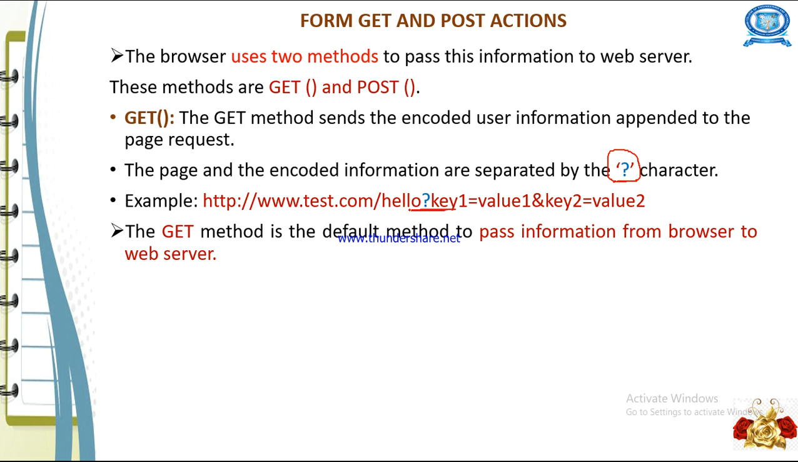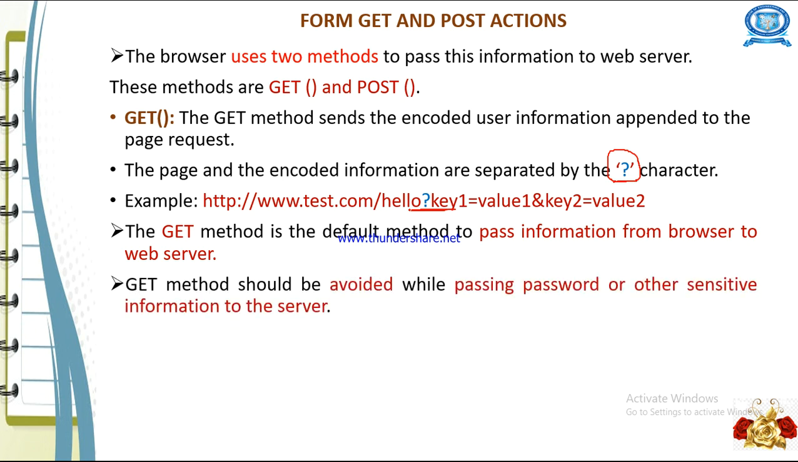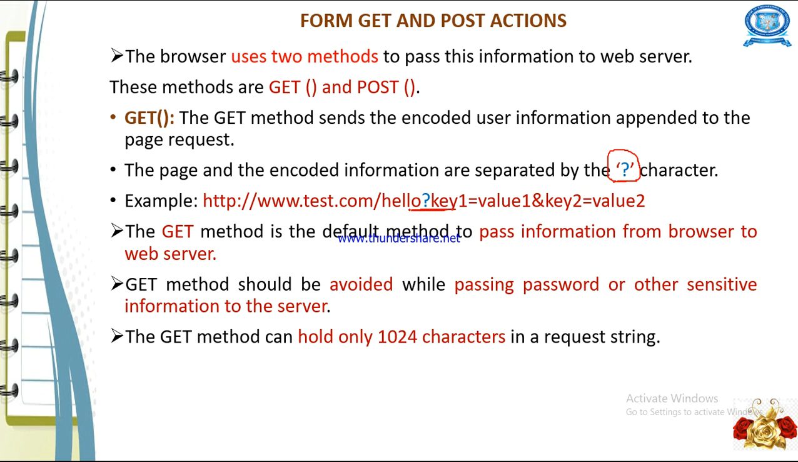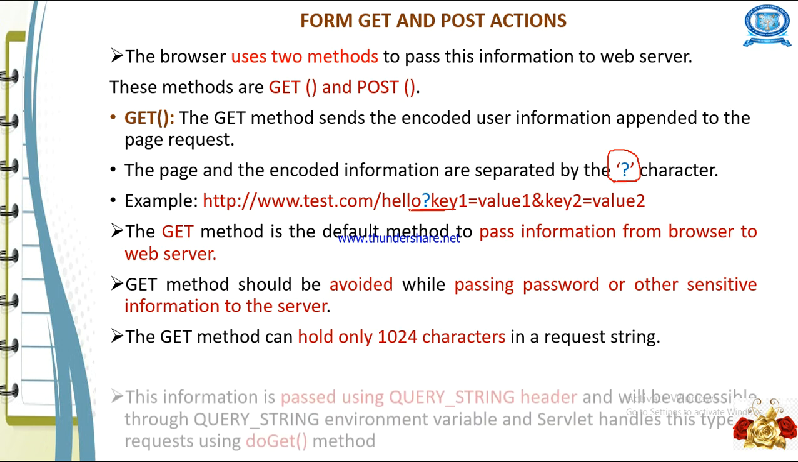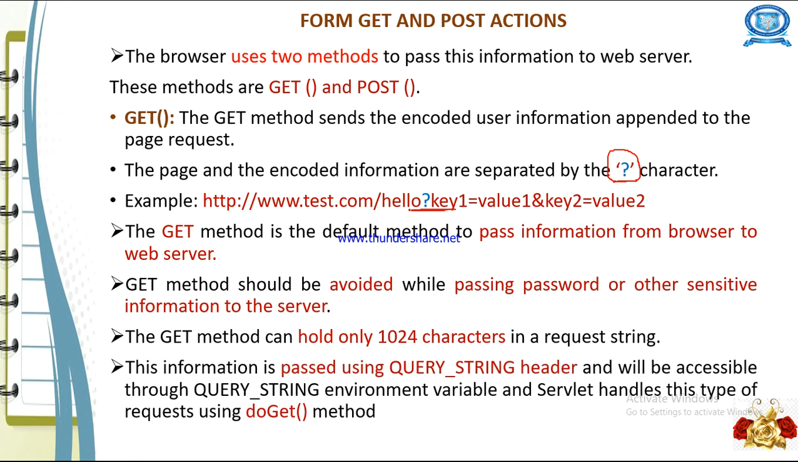So this GET method is the default method to pass information from browser to the web server. If we want to send the request message from browser to web server, the GET method should be avoided while passing passwords or other sensitive information to the server. This method can hold only 1024 characters in a request string. The information is passed using the query string header and will be accessible through the QUERY_STRING environment variable.